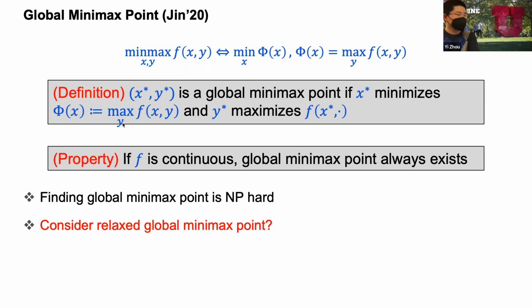I guess what's happening is that x star is a global minimum for phi, but not necessarily guaranteed to be a global minimum for f. Yes, exactly. Because you have the other variable y there. I see. Because the definition is with respect to f, not with respect to your envelope function. Yes, exactly.